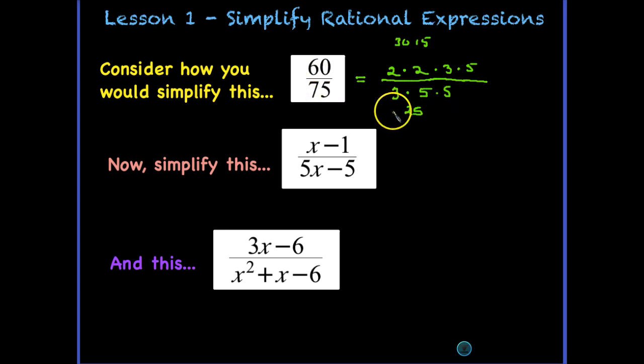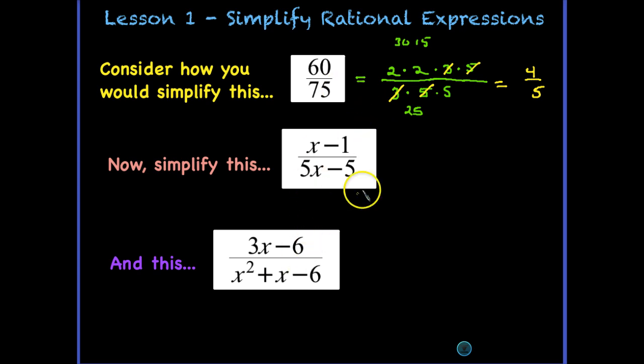So let's go ahead and simplify. So what that means is I'm going to cross off everything in the denominator that I see in the numerator. So I can cross off the 3's. I can cross off the 5's. And now I just need to write what's left. So I have 2 times 2 left in my numerator, and I have 5 left in my denominator. Now I have reduced this fraction, or I have simplified it.